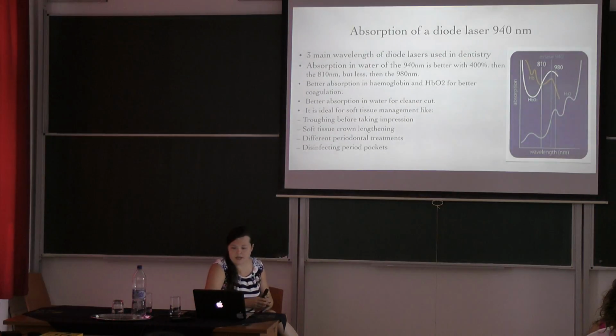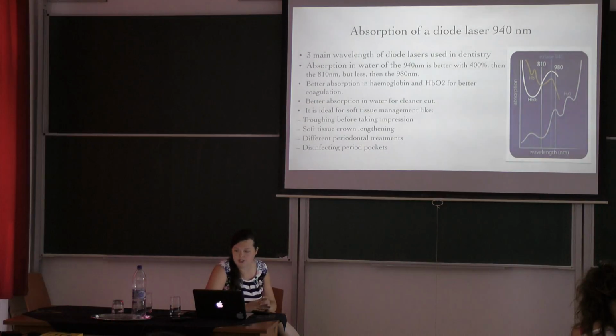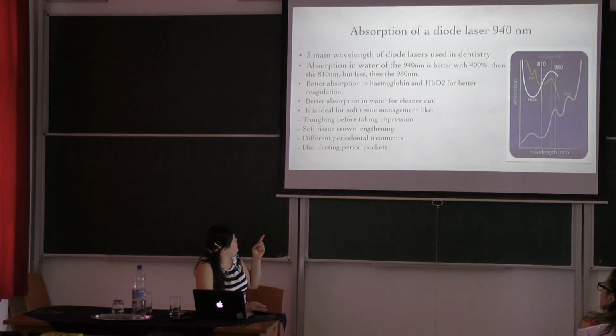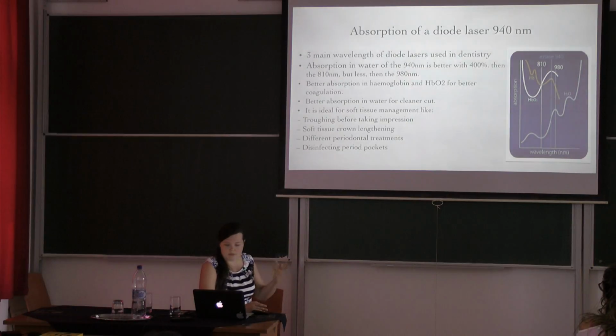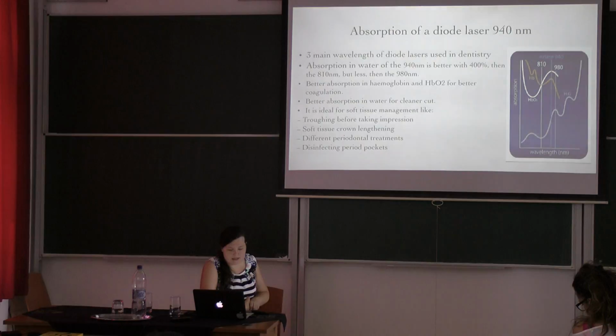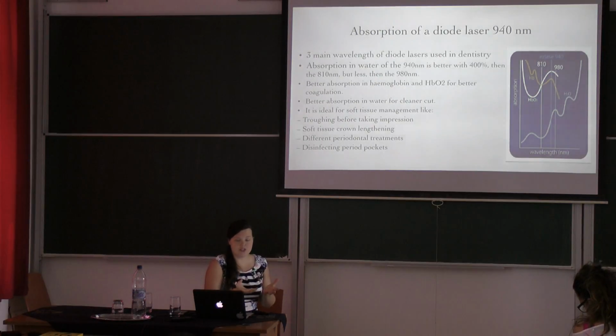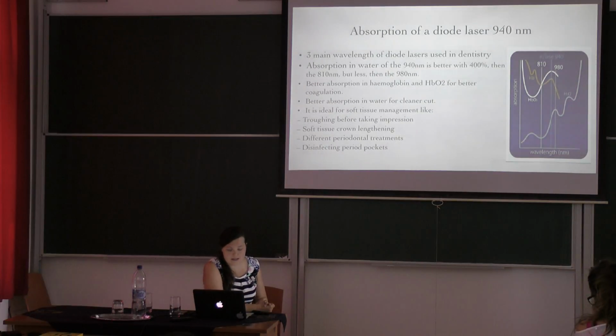So this is what I was talking about: better absorption in hemoglobin and oxyhemoglobin for better coagulation than 980, and better absorption in water for a cleaner cut. It's very ideal for soft tissue treatments like before taking an impression, before making a crown, and soft tissue crown lengthening, so we take off the gingiva, and in this way we can still preserve the tooth, because under the gingiva you cannot work, so if you take it, it's very nice.